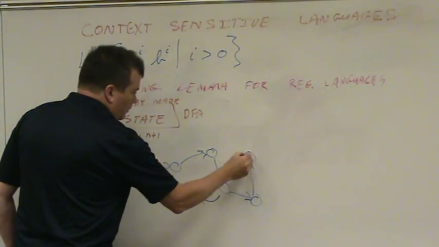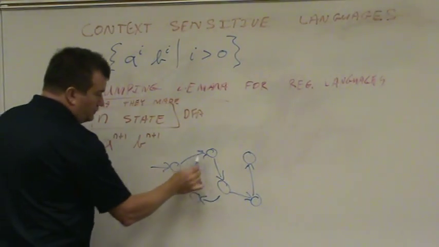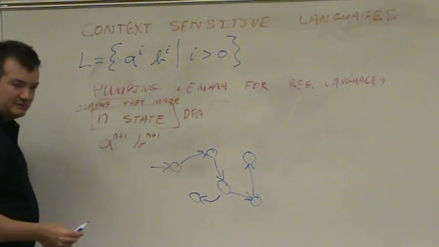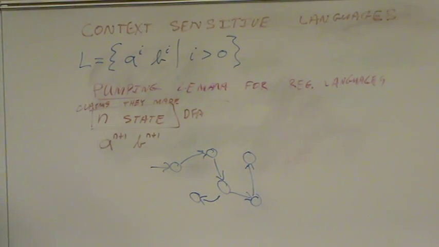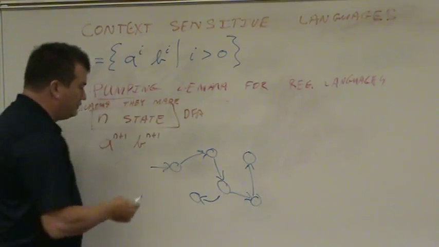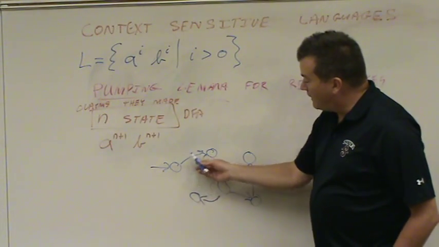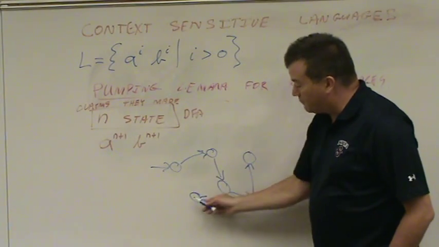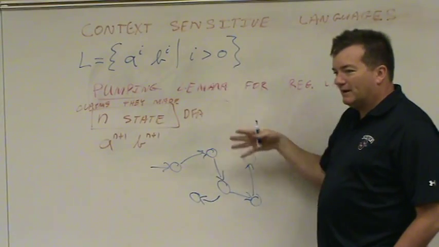They're going to go somewhere, right? And there's a total of n states. So after they've read n plus 1 A's, is there a way that they could not have found themselves back in a state? Could they visit a brand new state every time?